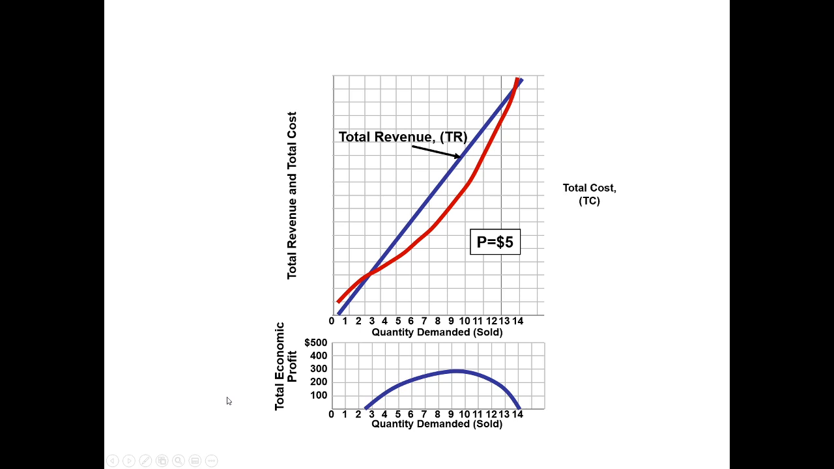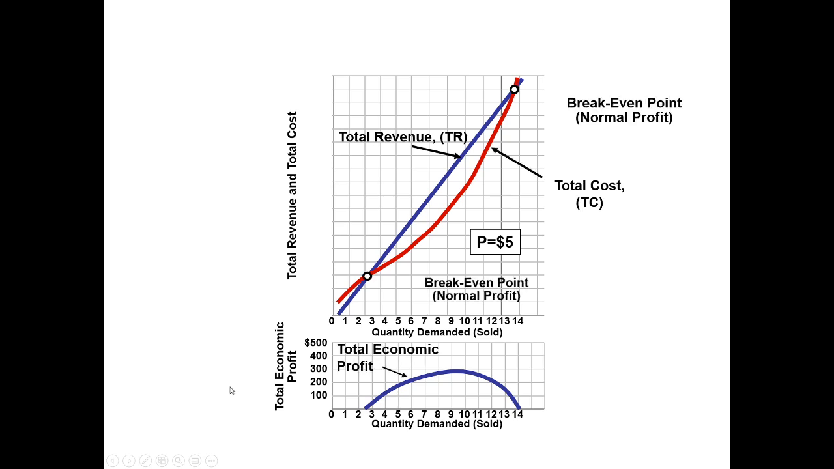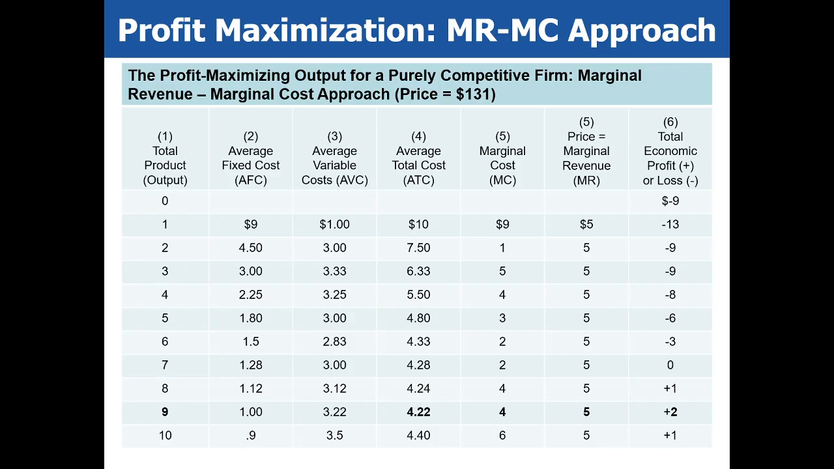But we'll add a couple other things in here. So we have our total cost curve, total economic profit, the 2 break-even points. Then we shade in that area, which is economic profit, and the maximum profit is $7, and it's at 9 units, and it can also be seen down here. Okay, well, so that's one method to find the maximum profit.